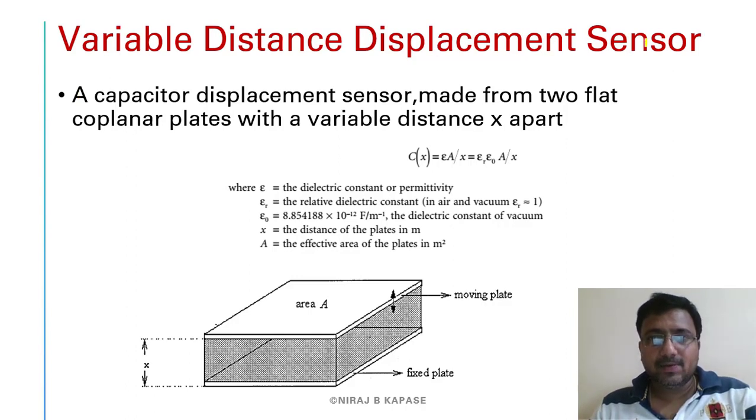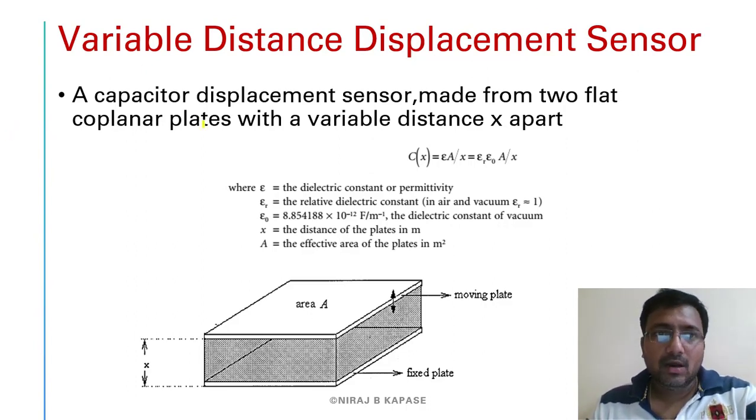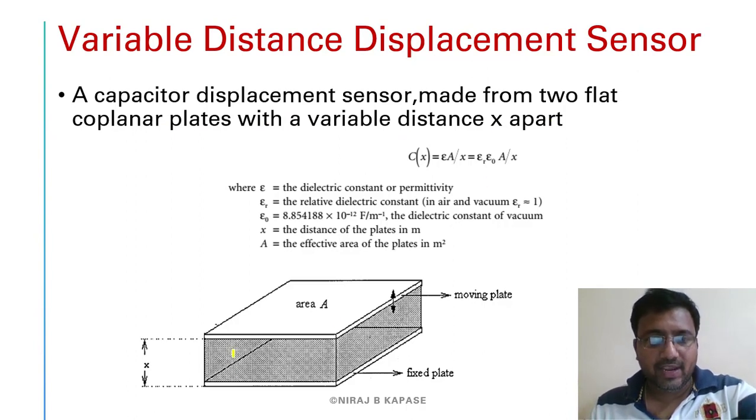Variable distance displacement capacitor. So we'll have the first type of a displacement capacitor. The capacitance type of displacement sensor is a variable distance displacement sensor. A capacitor displacement sensor is made from two flat coplanar plates with a variable distance x apart. So we have two plates.